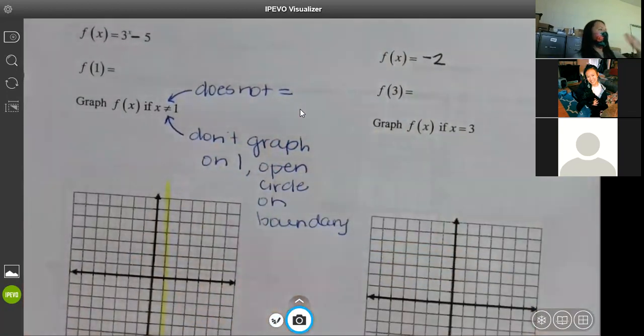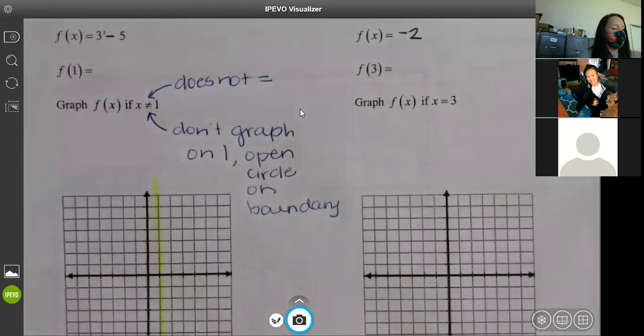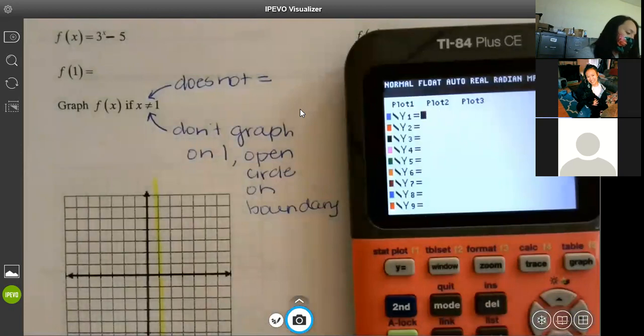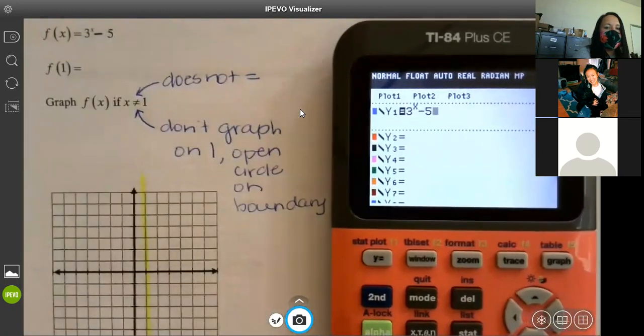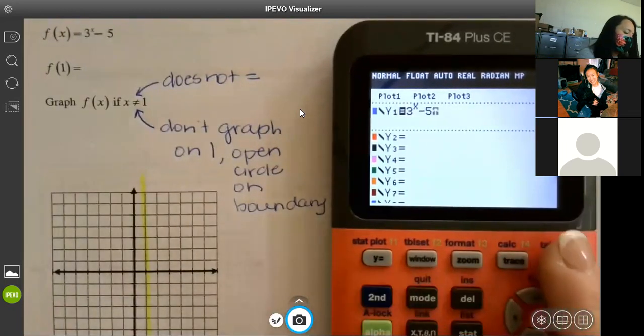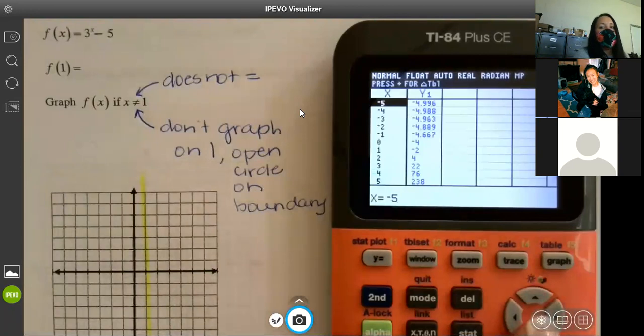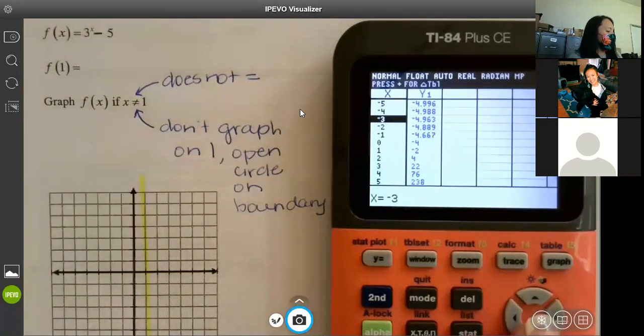Okay, so it doesn't say don't graph on the left. It doesn't say don't graph on the right. It says just don't graph on that line. That point does not exist. So we're going to plug in our function. All right, look at my calculator. 3 to the x minus 5. I'm going to go to my table. And you know, with exponential, it gets really close to whatever our horizontal asymptote is, but it doesn't go over it.